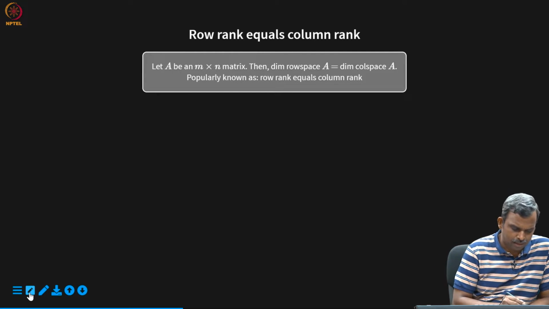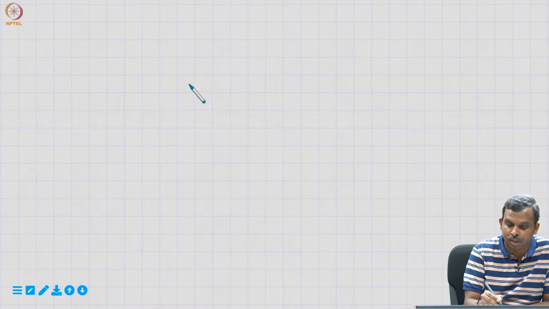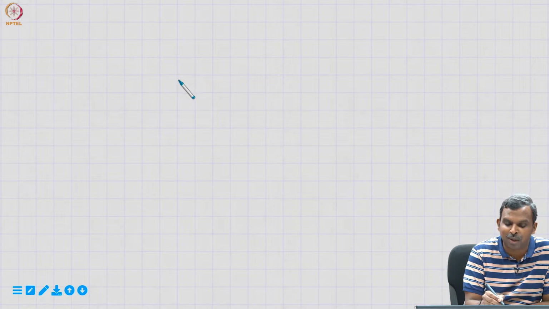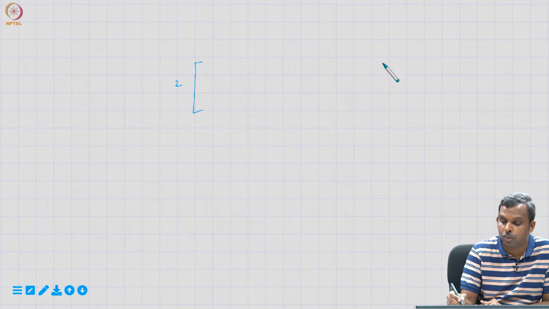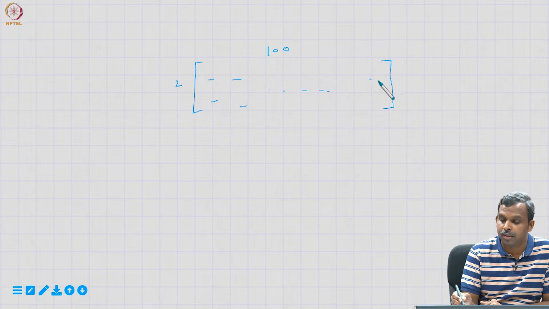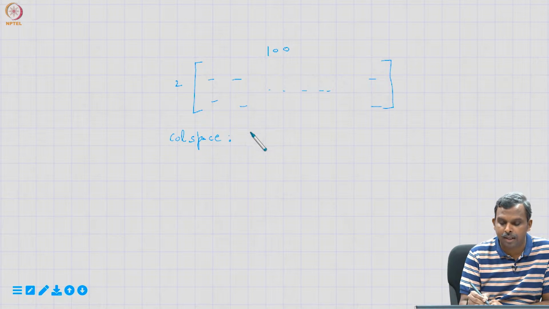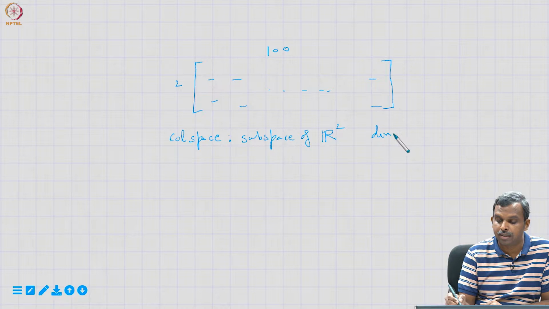Here is one little way in which I think about it. Quite often, this is an example I take to justify to my own head why this makes sense. Let's say we take a 2 by 100 matrix. So this is a matrix where I start putting entries in. Now if you look at the column space, it ends up being a subspace of R2. So what are the possible dimensions? Dimensions could be 0, 1, 2, isn't it?